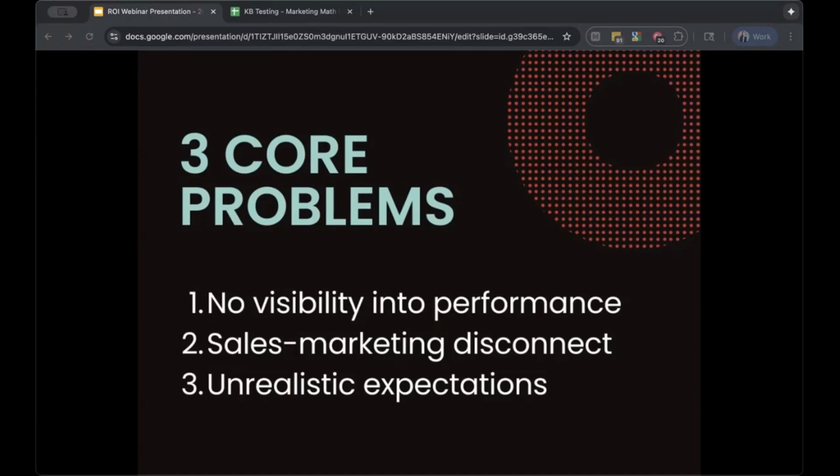Maybe you've been here. Maybe you're moving from task to task and you have no idea if anything's actually working. Or maybe you do have the data, but you're having a hard time connecting directly to that revenue growth.